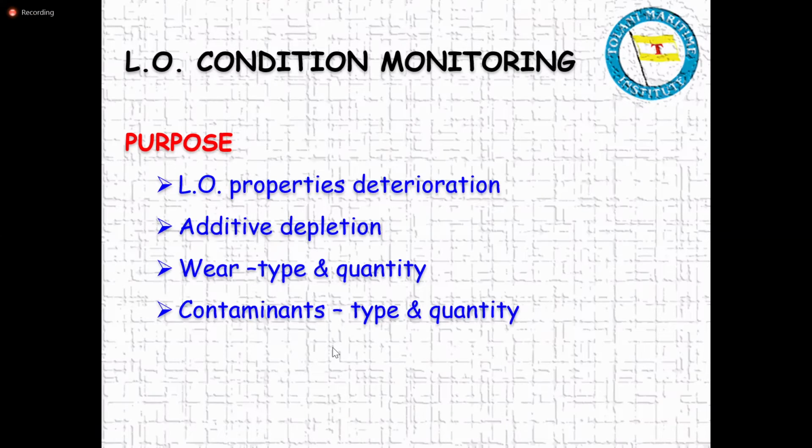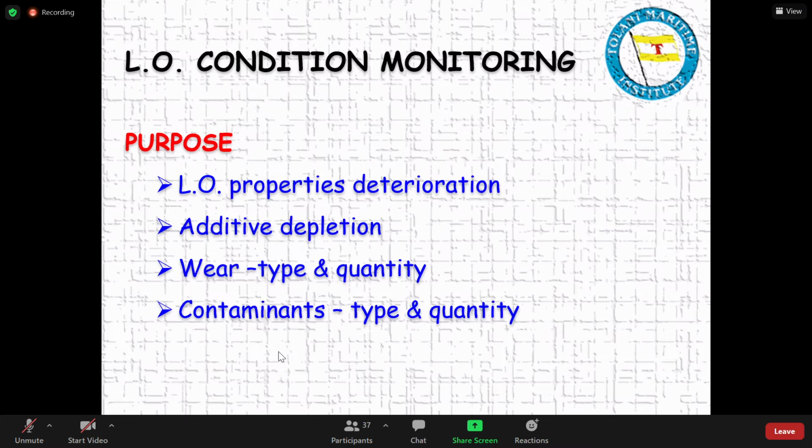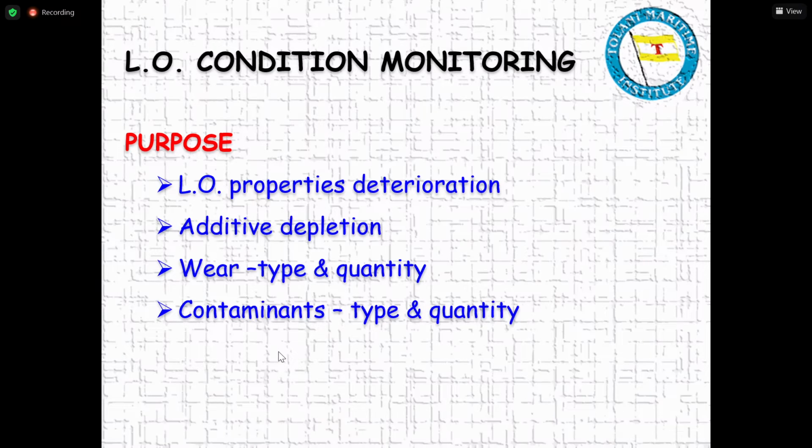Fourth, contaminants. The lube oil is getting continuously cooled in the cooler. So one source of contamination is the leaking cooler tubes. I will not say very common, it doesn't happen very commonly, but it's a highly likely or probable source.